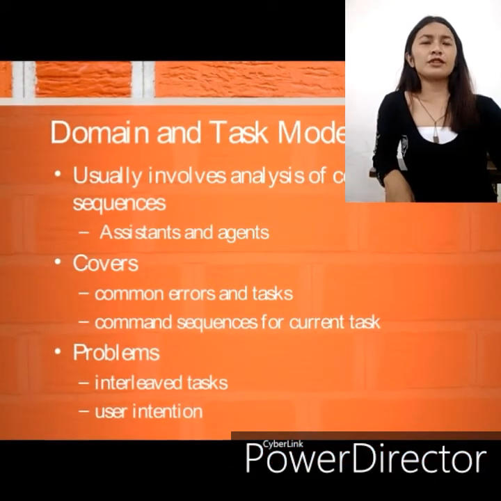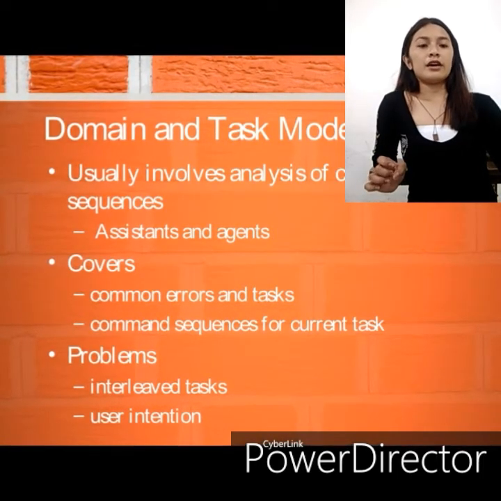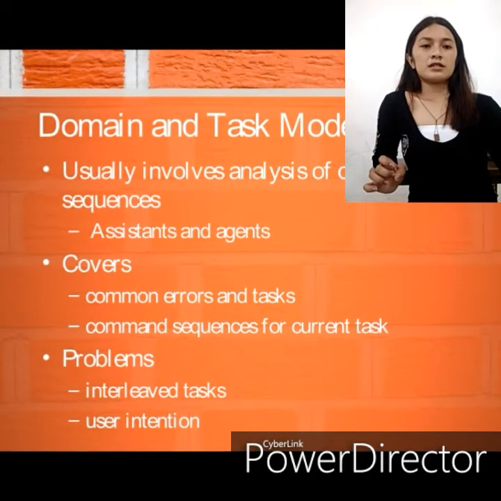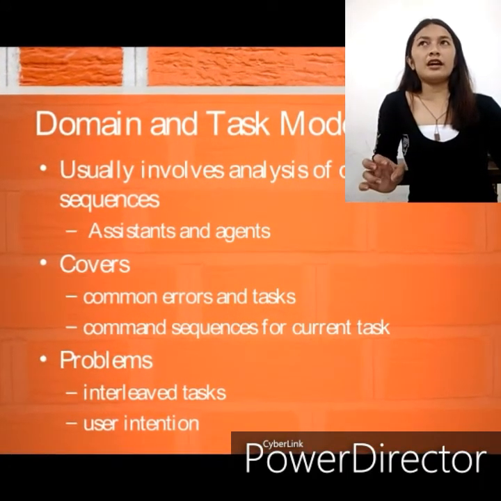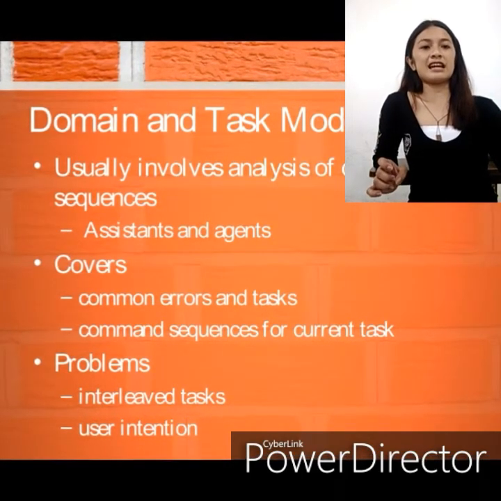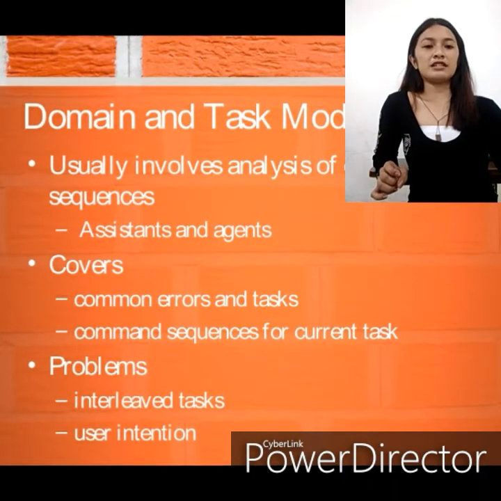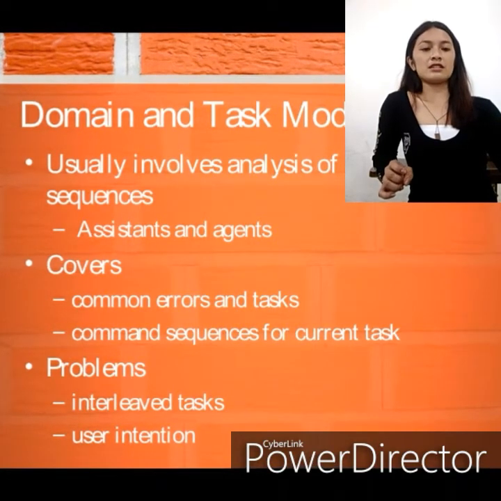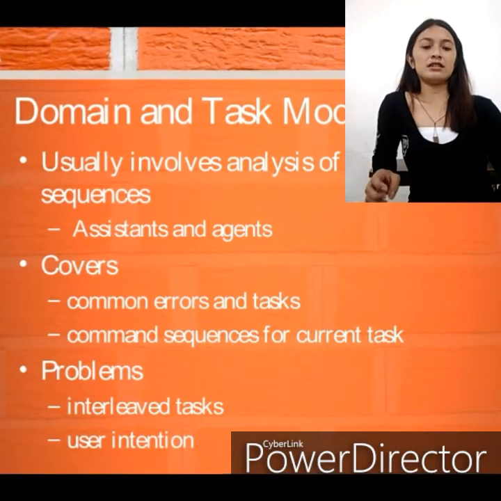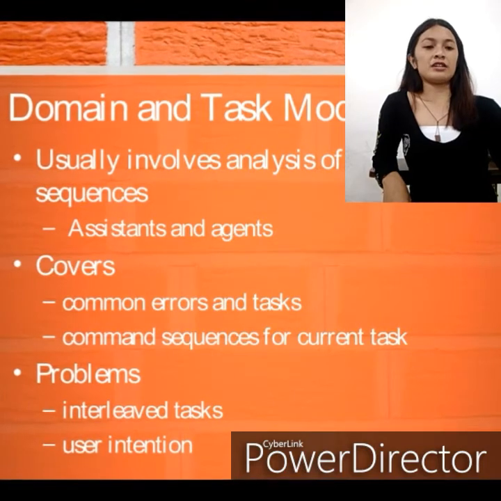Then, for task domain and task modeling, there are three subtypes. First usually involves analysis of command sequences, meaning assistance and agents. Then the second covers common errors and tasks or command sequences for current tasks. Then the last is problem solving, which interleaves tasks or user intention.